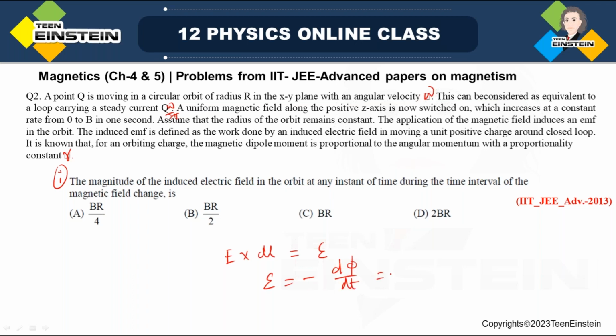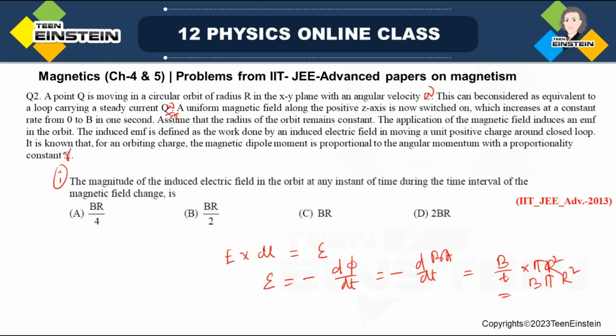So d phi by dt, that means phi is B into A, area, d by dt. And this phi, the magnetic field is changing from 0 to B, so d phi by dt is actually B by t, and the area is pi r square for the loop. So B pi R square by t, where t is 1 second. Now if we put it into this equation, we'll go to the next.